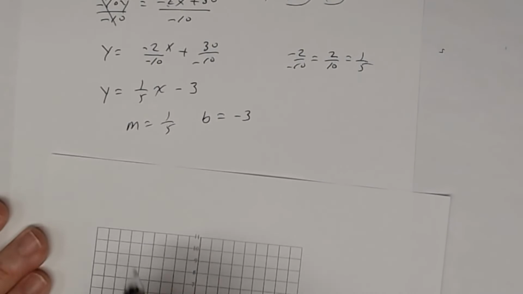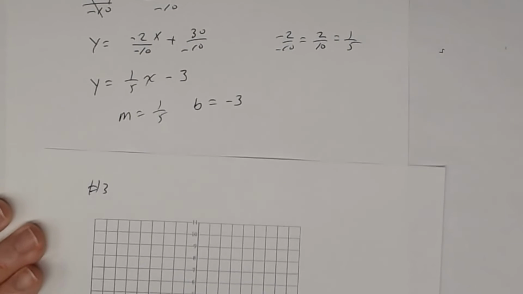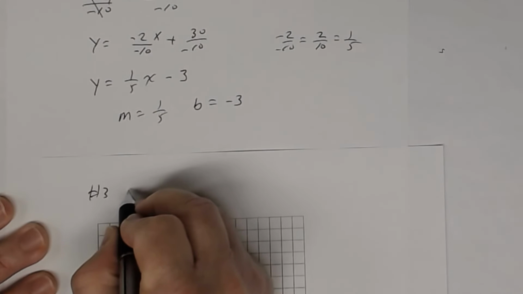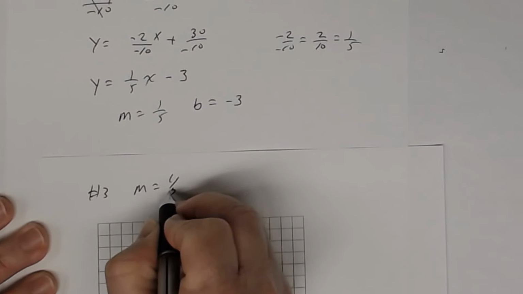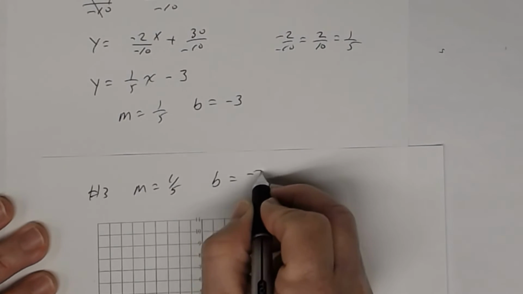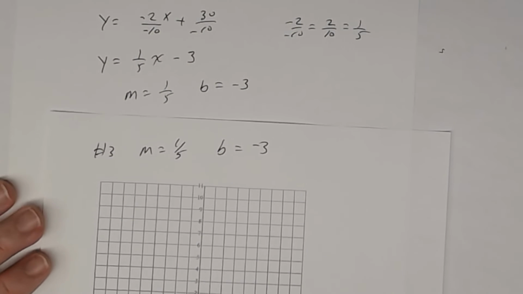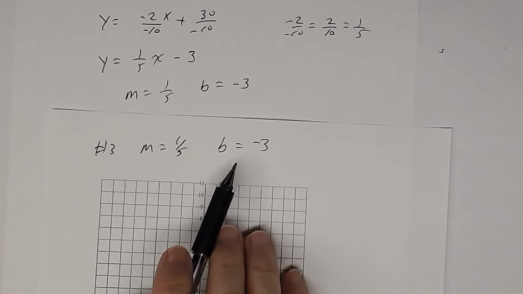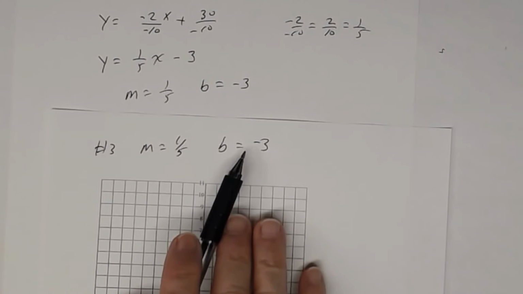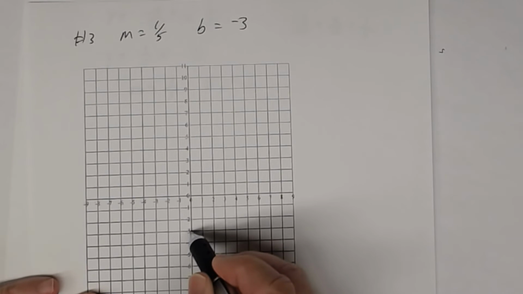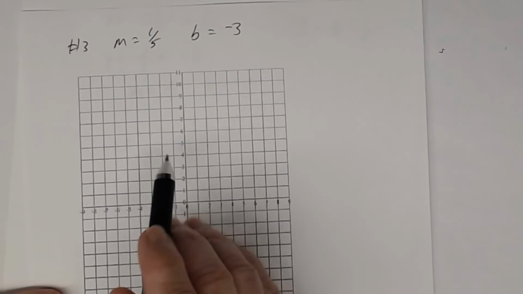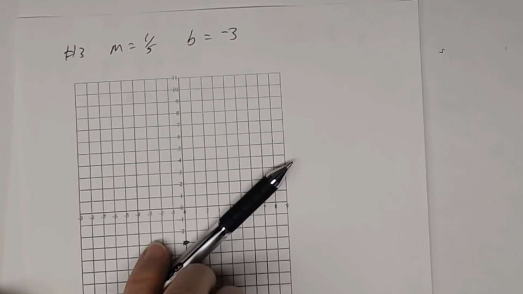So this is number 3. So remember number 3, the slope is a positive 1/5, and the y-intercept is negative 3. All right, so remember to graph a line, you need to know 2 points. I know the y-intercept, so that's one of my points, is at negative 3. Okay? Now I know that my slope is positive, so the line's going to rise, right?